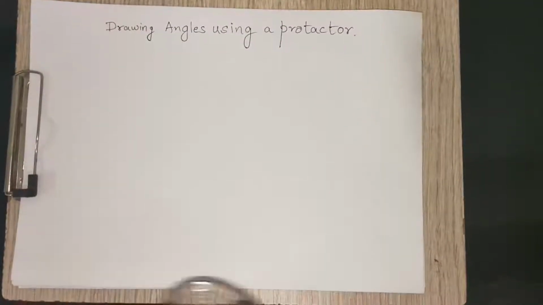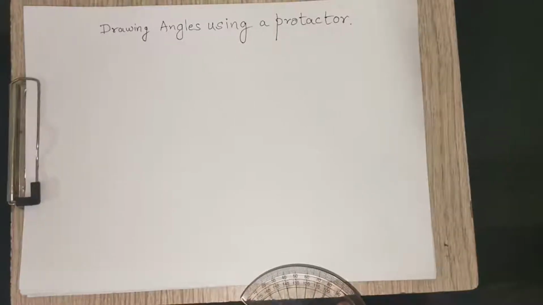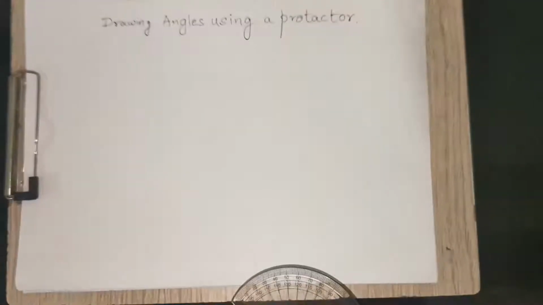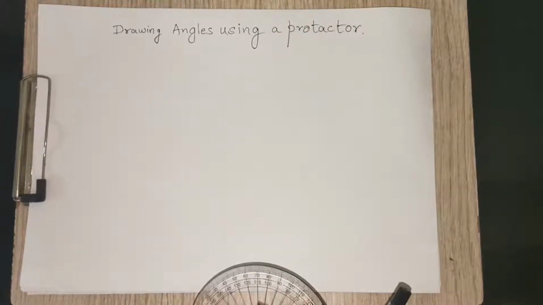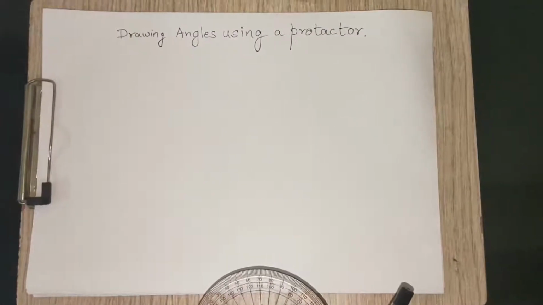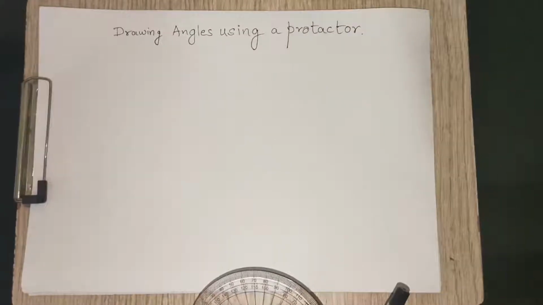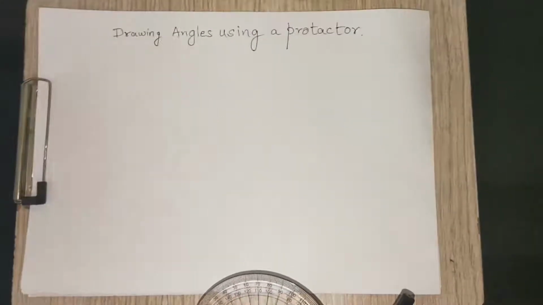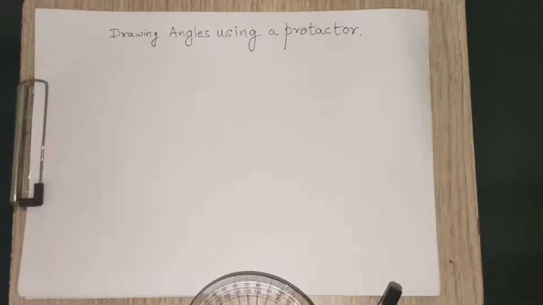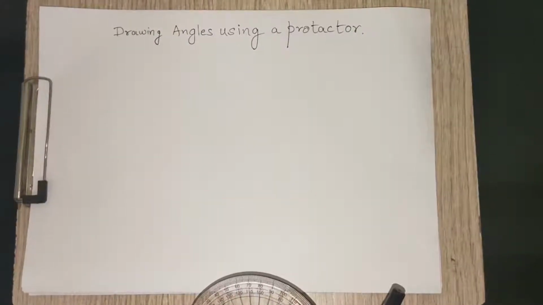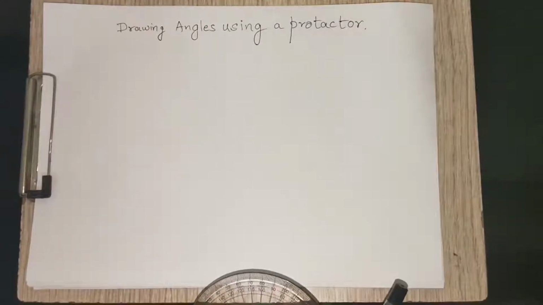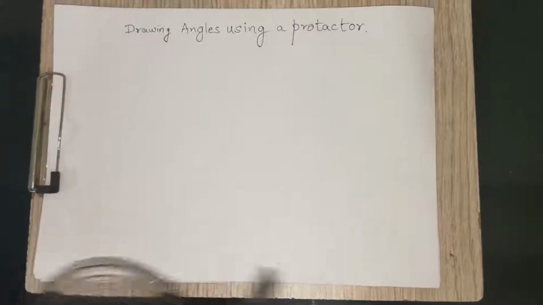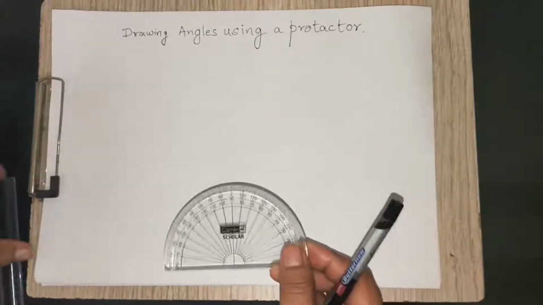Hello children, once again welcome to all of you. So children, today I am going to explain how to draw angles using a protractor. You all know we measure angles in degrees, and what is an angle? An angle is when two rays join and have a common endpoint, they form an angle. So here, children, I am going to explain how to draw angles using a protractor and a ruler.